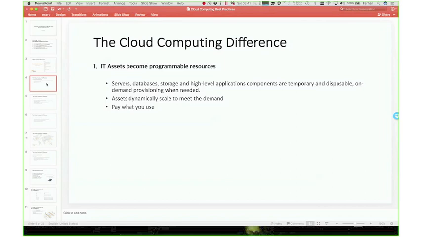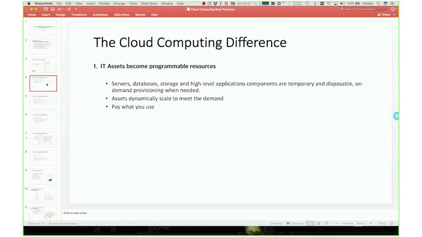So point number one is IT assets have become programmable resources. What does this mean? This means that anything that is in the cloud is a programmable object. That object can be a server, a database, a storage, any service that you can consume from the cloud, even your network interface card, IP address, your security group, your EBS volume, your S3 volumes. All of these are objects in the cloud. They can be migrated to a different region, they can be migrated to a different availability zone, they can be deleted, they can be recreated, they can be backed up. And all of this can be done programmatically, and automation is included in that.